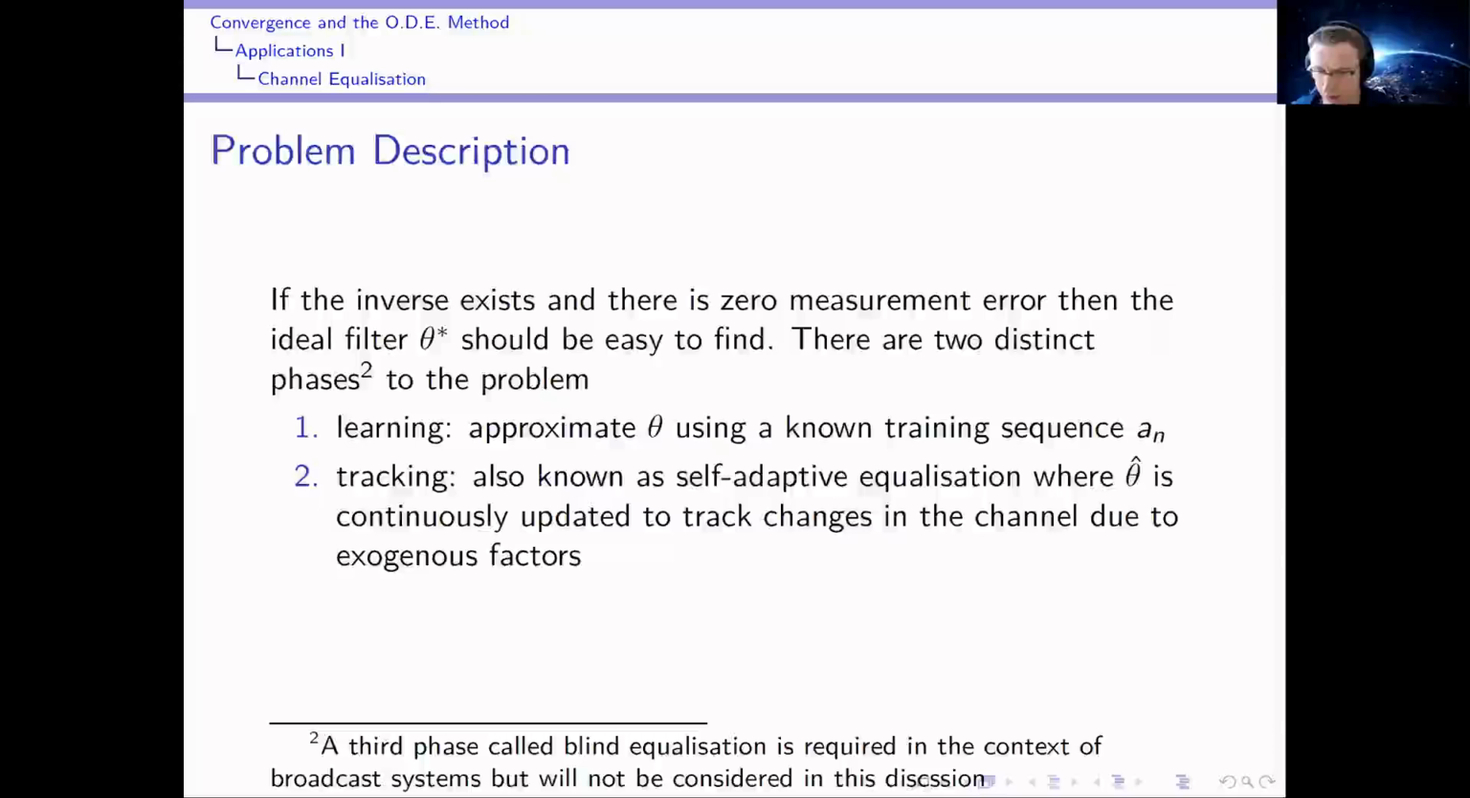And therefore we can't interrupt the channel in order to relearn it. And so blind equalization in the adaptive system uses a function of the equalizer outputs instead of a training sequence, A subscript n. So we'll mainly be talking about the first problem, the learning phase. We'll touch on the second problem, but we won't be discussing the third problem.